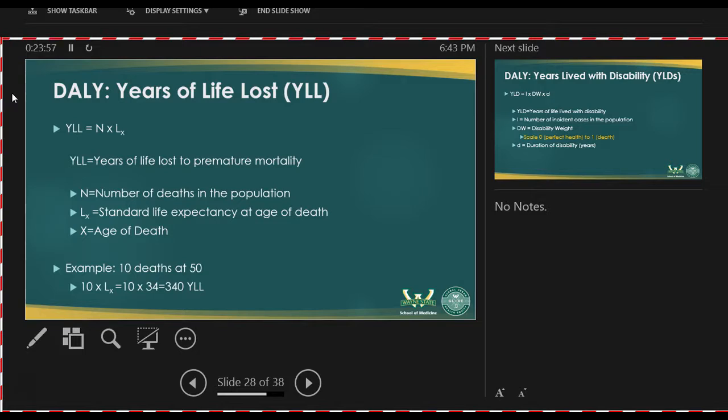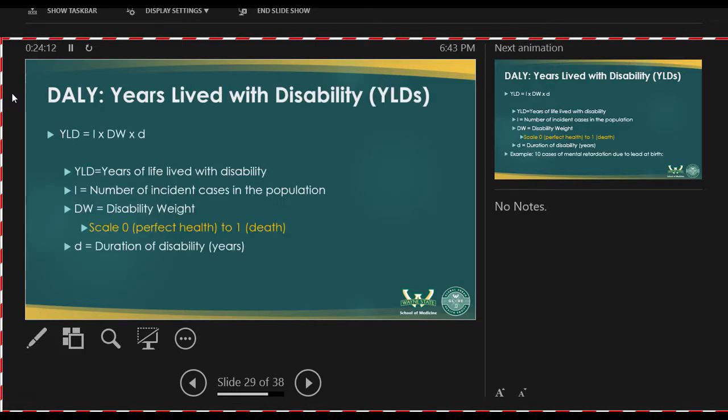Okay, so anyone can actually Google it. You'll be able to find the Global Health Report daily calculation. There's a graph, and for every year you can find out what your standard life expectancy is at the age of death. The second one is years lived with disability.